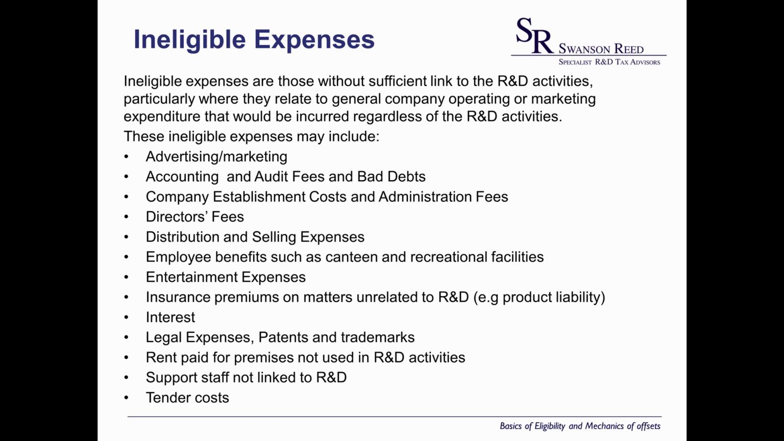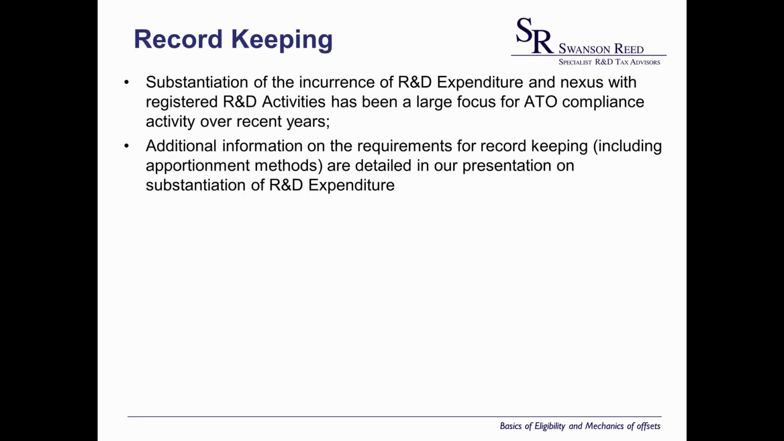Some examples of ineligible expenses may include advertising and marketing costs, accounting costs, director fees, selling expenses. It is important to note that substantiation of the incurrence of R&D expenditure and the nexus with registered R&D activities has been a large focus for ATO compliance activity over recent years. Additional information on the requirements for record keeping, including apportionment methods, are detailed in our presentation on substantiation of R&D expenditure. We will now cover some specific applied issues.